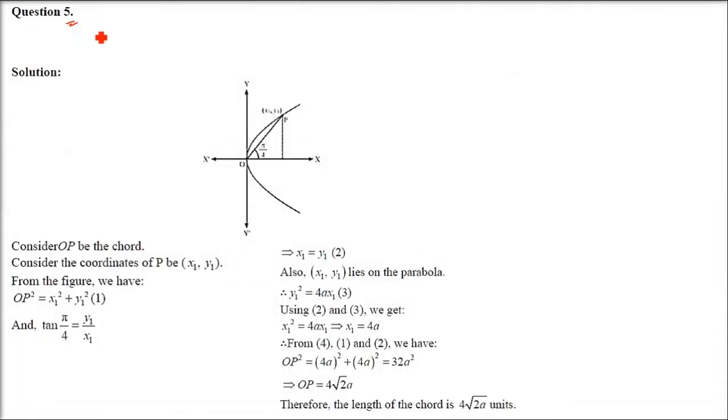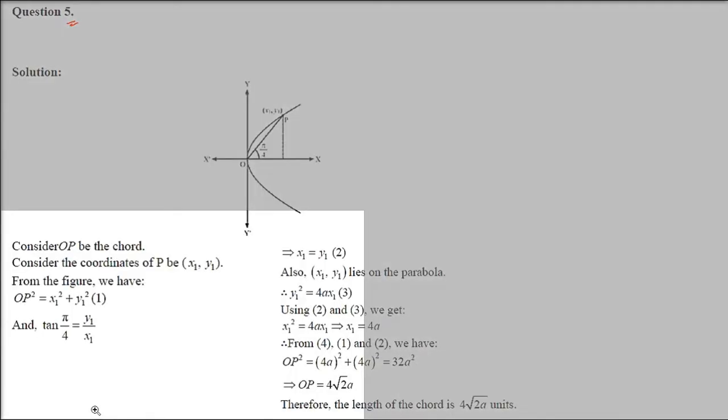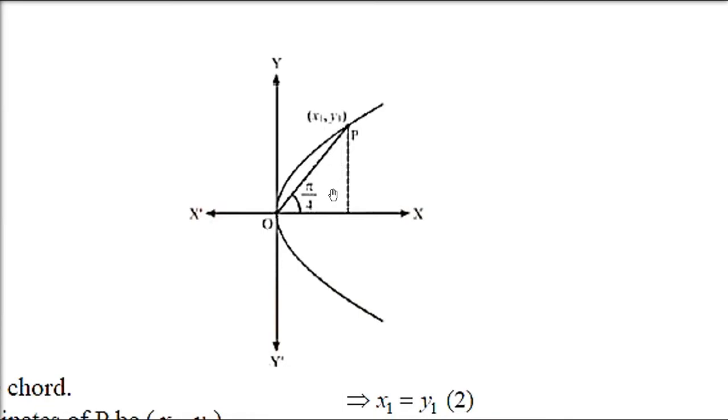Question number 5. Write the length of the chord of the parabola y square equals 4x, which passes through the vertex and is inclined to the axis at pi by 4. Pi by 4. So let me explain it to you.